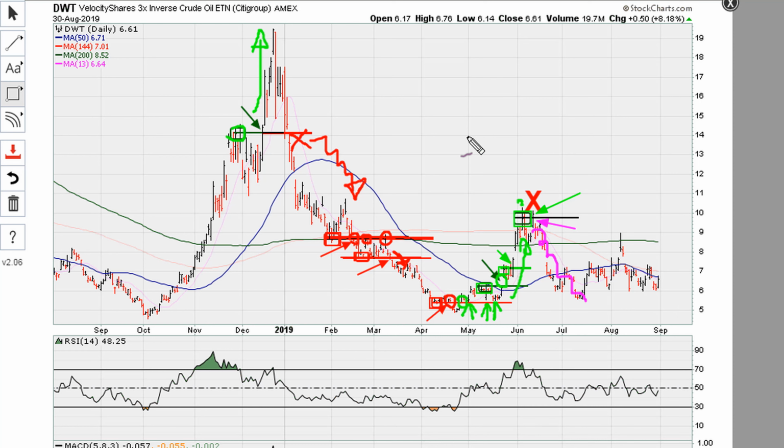So, a quick look at why we play breakouts for momentum and breakdowns for momentum, as long as they are successful when they break out or when they break down, depending on which way of the trade you are positioned.